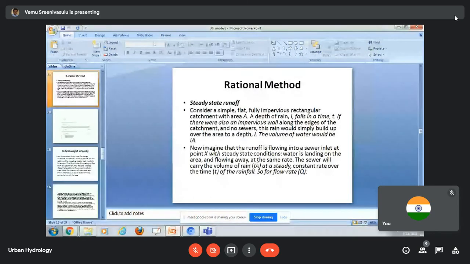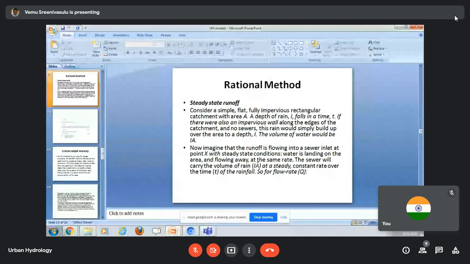Steady state runoff. Consider a simple, flat, fully impervious catchment where rainfall I falls in a time t. If there were also an impervious wall along the edges of the catchment and no sewer, this rain would simply build up over the area to a depth of I.